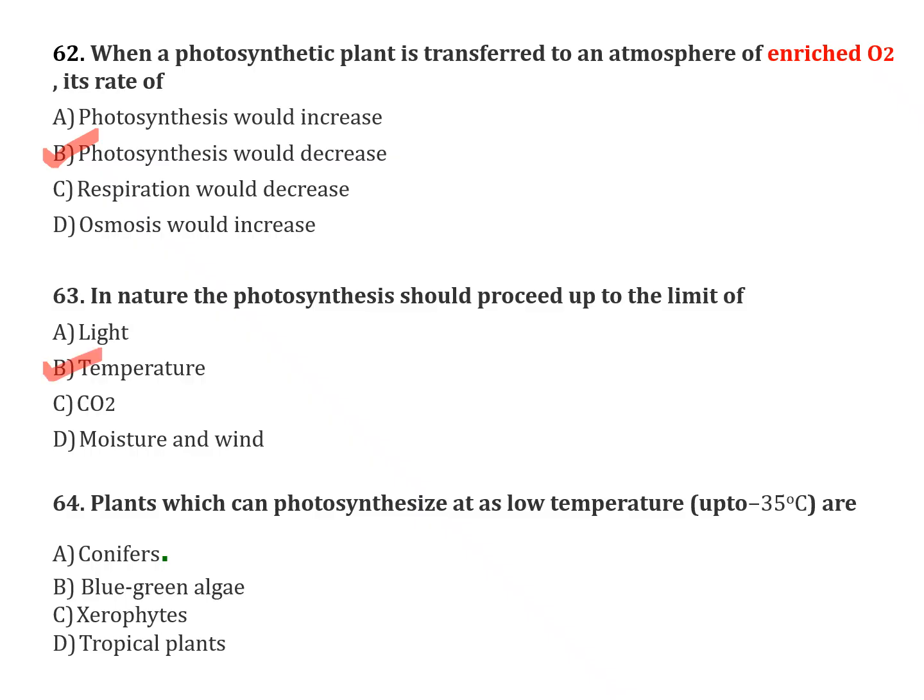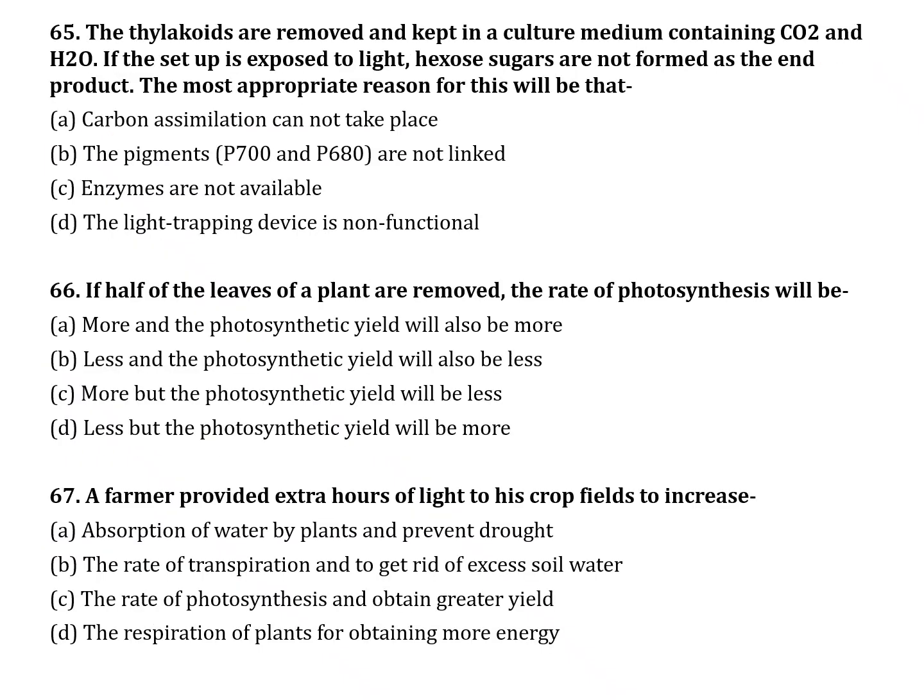Plants which can photosynthesize at a low temperature, that is up to 35 degrees Celsius, are option A, conifers. Option B, blue-green algae. Option C, xerophytes. Option D, tropical plants. Correct answer is option A, conifers. The next question number 65.